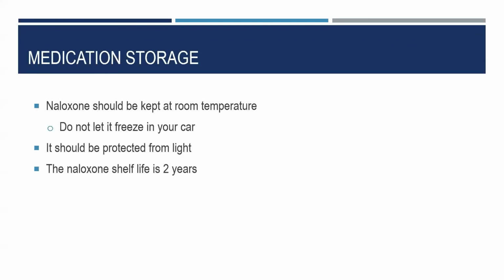Taking care of naloxone, just a heads up, you cannot leave naloxone in your car. It should be left at room temperature, so freezing it would be very bad. Keeping it in your purse or at home or anywhere that's warmer and protected from light, it should be good. Naloxone has a shelf life of about 2 years, and if it's expired, we at First District Health Unit will exchange that expired one for a new kit for free.